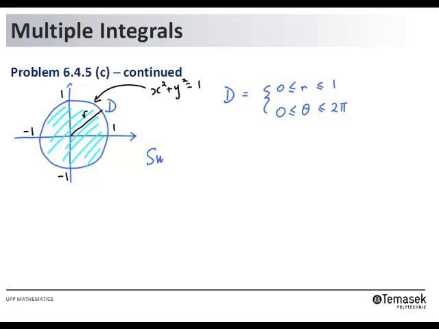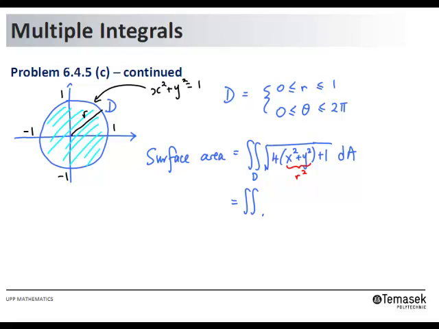The surface area was given as before. Rewriting this in terms of r and theta, we notice that x squared plus y squared is r squared. Therefore we have, where dA is r dr d theta, for r going from 0 to 1 and theta from 0 to 2 pi.